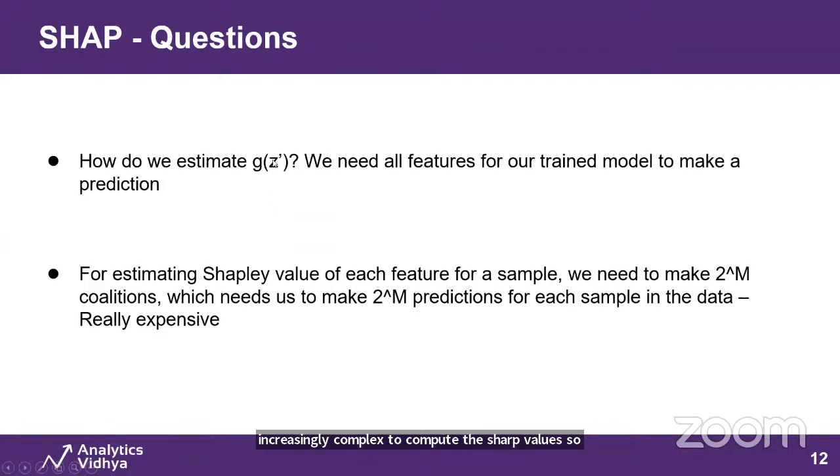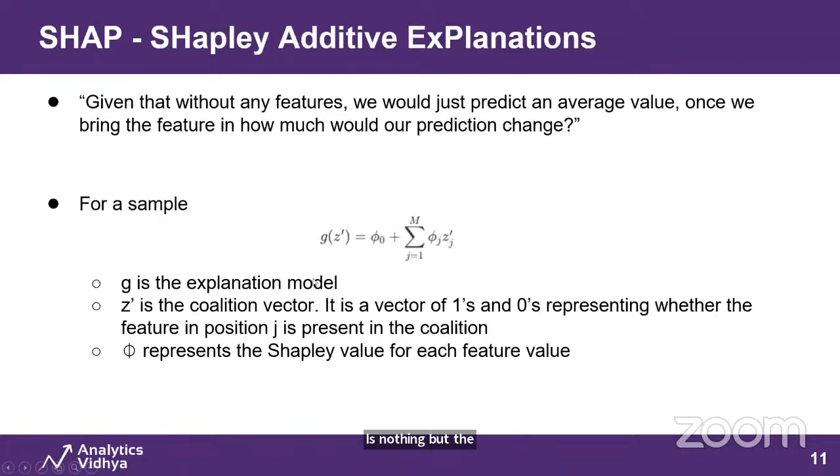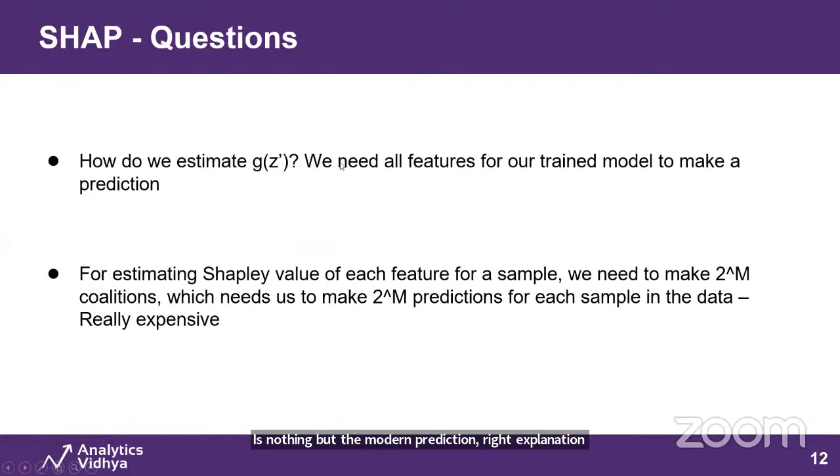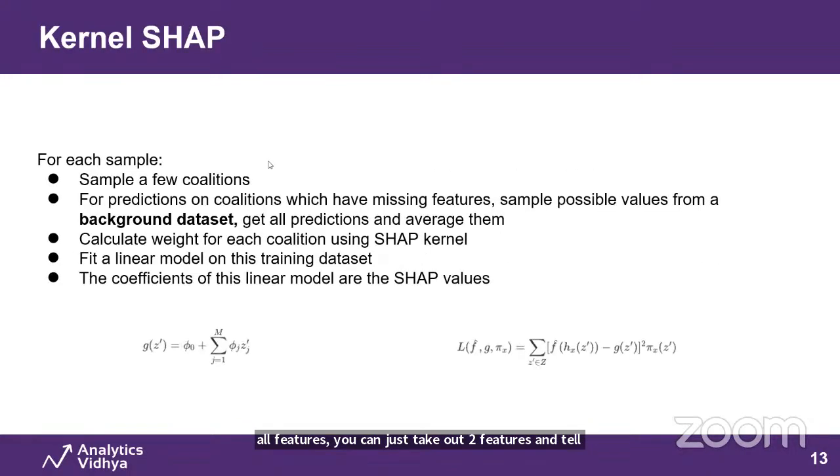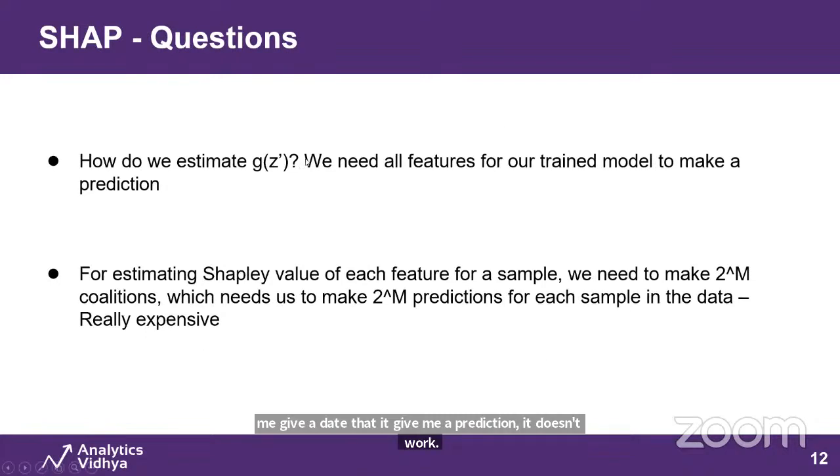So g of z prime is nothing but the model prediction, right? The explanation model, which is what the trained model prediction is. And when I say z prime, it means that some features are there, some features are not there. But we know that for a trained model to make a prediction, you need to have all features. You can't just take out two features and tell it to give me a prediction. It doesn't work. So how do we get the prediction for a sample which has some missing features in z prime? That's something we look to answer.